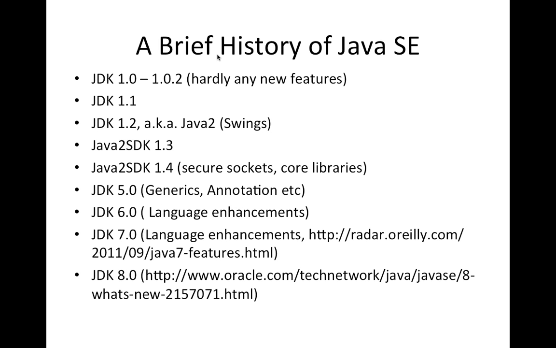Then comes Java 5 with generics and annotations. These are important concepts that we are going to learn as well. Java 6 has some language improvements, and even 7.0 has some language improvements, not anything related to the platform. And Java 8.0 has a bunch of language changes and the introduction of new features. We're going to touch on all these.